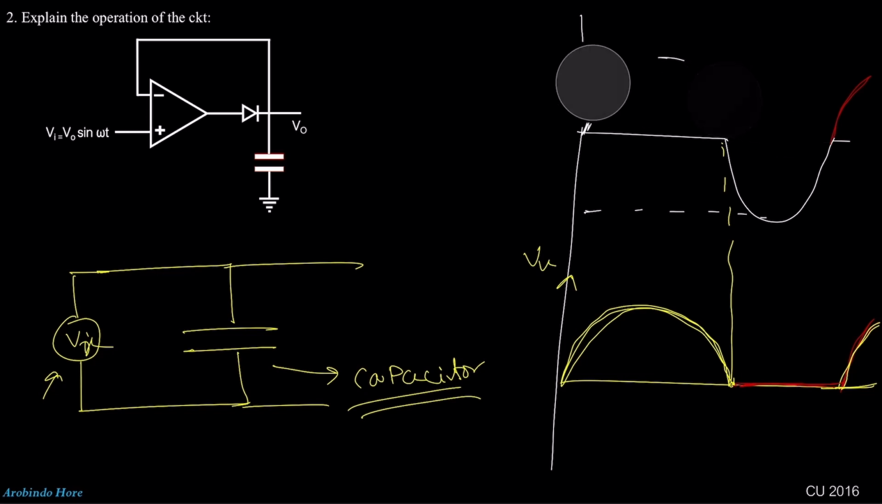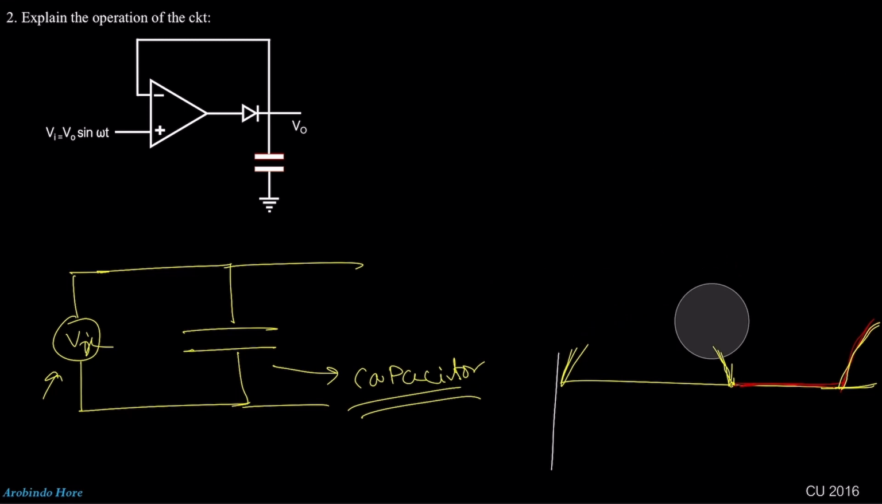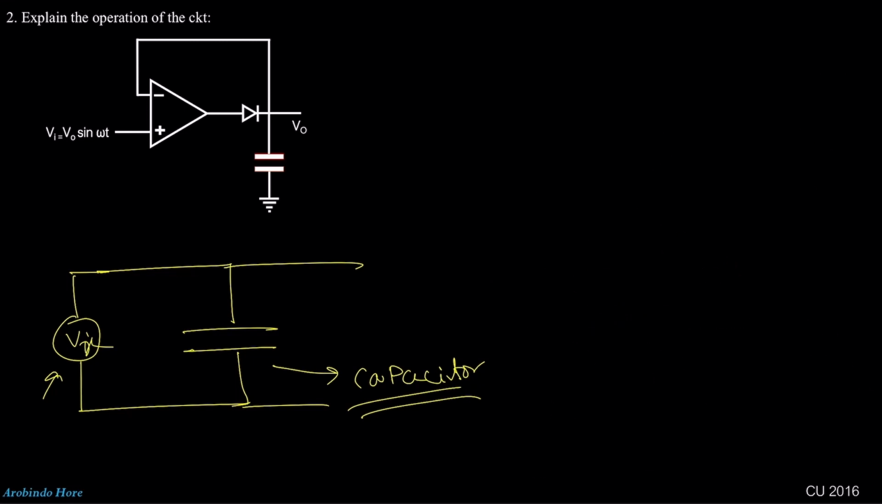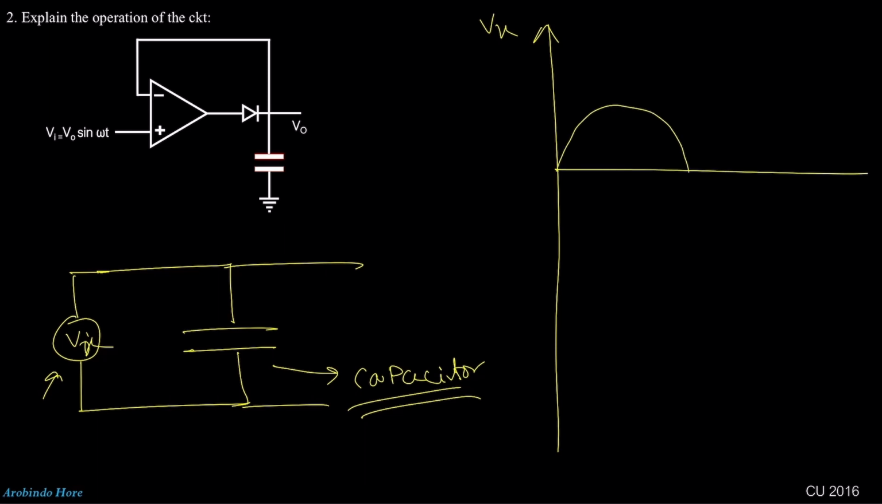Suppose I redraw this one. Okay, this is Vx, and here we have it like this. Okay, and suppose this is the output we are drawing. So this is V0. So I just draw a dotted line for the input voltage.